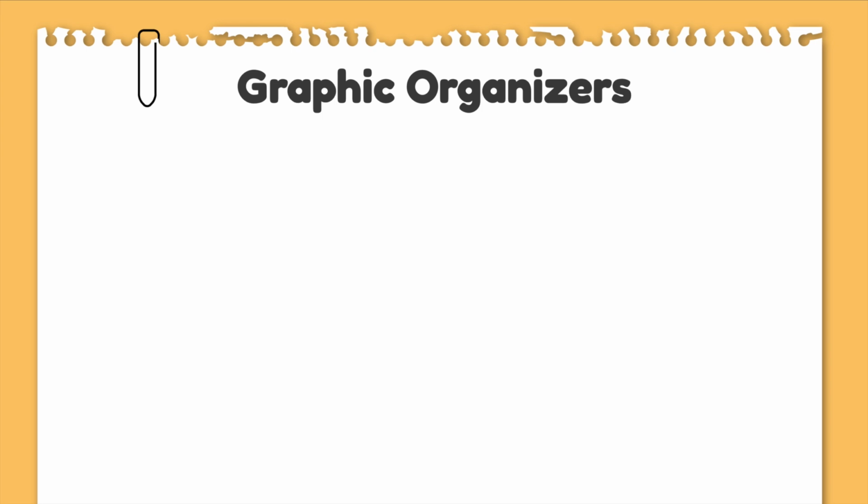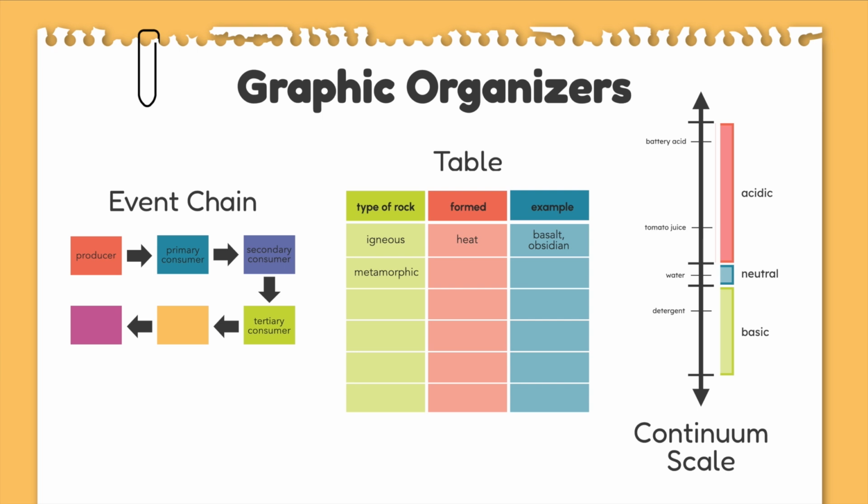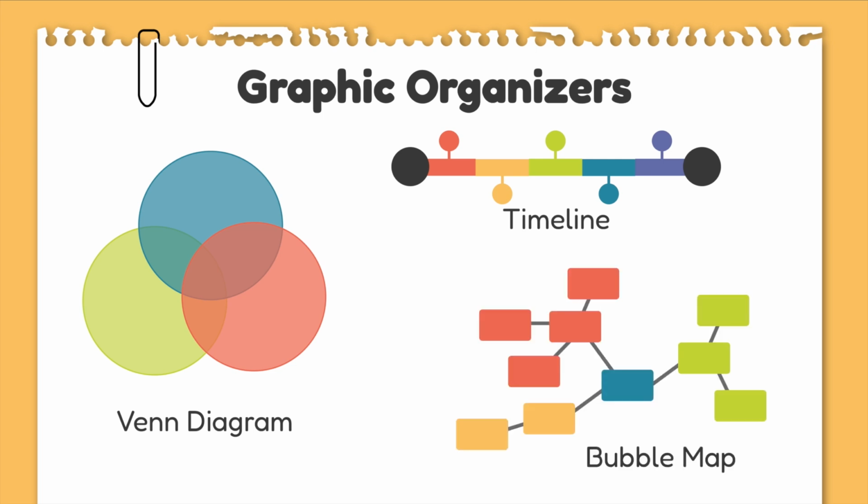There are other graphic organizers out there too, like event chains, tables, continuum scales, and others. But in this video, we're just going to focus on the three mentioned earlier: the Venn diagram, the timeline, and the bubble map. So let's get started.